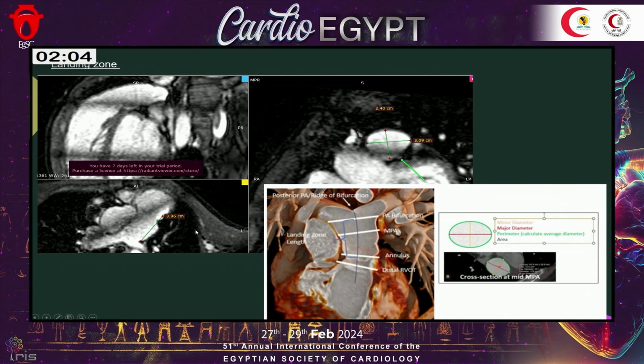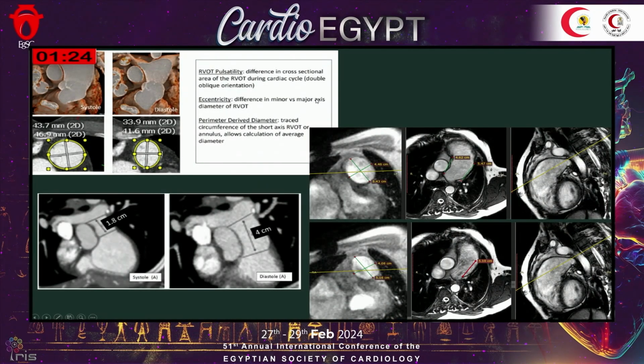The assessment of landing zone, meaning that you will measure the length of the landing zone, which is the distance between the pulmonary valve annulus and the origin of the first branch, and the cut section diameter at these four landmarks: the distal RVOT, the annulus, the main pulmonary, and pre-bifurcation. The cut section, you will measure the major diameter and minor diameter, and don't forget the distance of the coronary artery from the main pulmonary artery. This is a 3D cardiac MRI in these images, not CT.